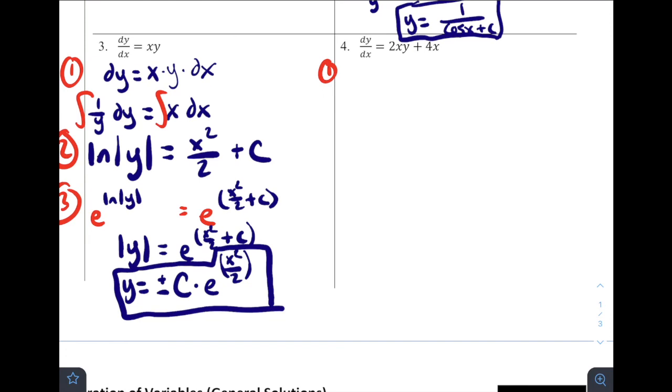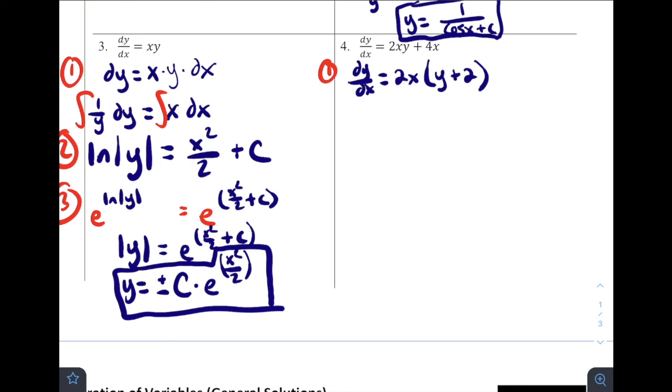So my first step here, even before I start separating the variables, is to say dy dx is equal to, if we factor the right side, 2x times y plus 2. 2x times y would be my 2xy, and 2x times 2 would be my 4x. So it's the same thing, just factored.